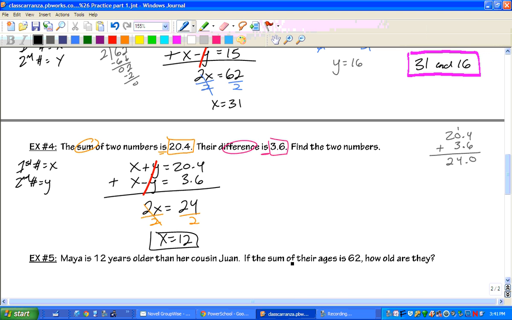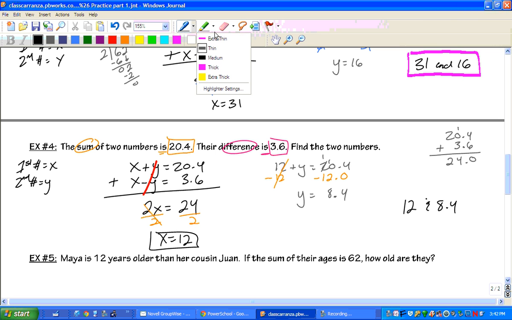Okay, so go ahead and plug into the easier equation. 12 plus y equals 20.4. Got to subtract both sides by 12. And I'm going to add a decimal right there just so I can get the variable by itself, or to line everything up. Okay, because 4 minus 0 is 4. I have to borrow. 10 minus 2 is 8. And then 1 minus 1 is 0. So 8.4. So the two numbers are 12 and 8.4.